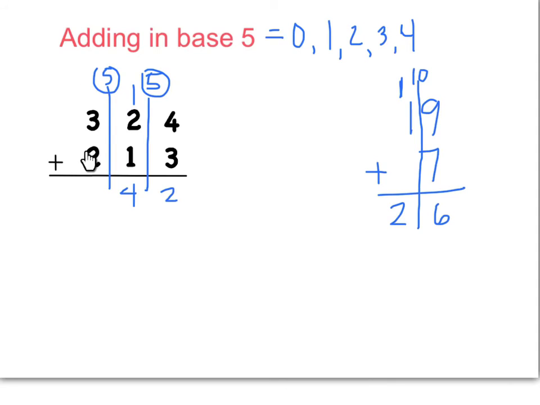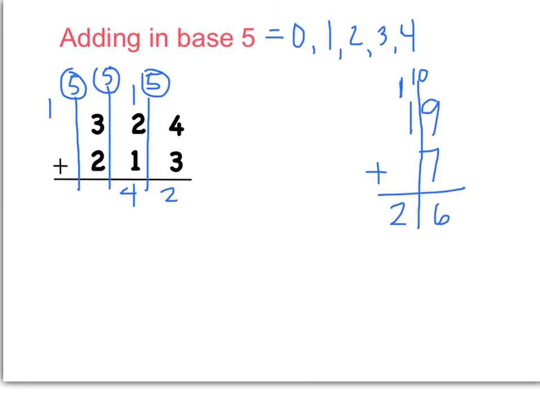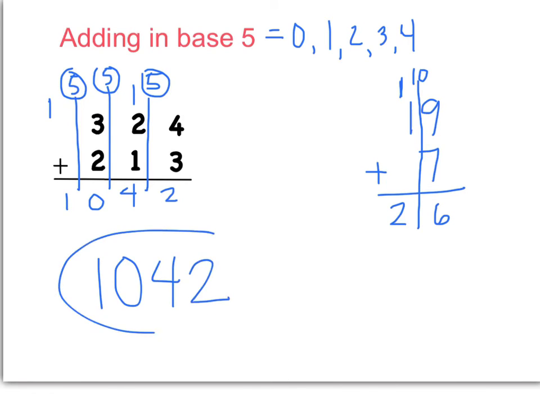Next place value, this is the 25 place value. We have 3 plus 2, well that's 5. If I look at my digits I can use, 5 is not allowed, so I need to carry over a group of 5. Well, if I have 5, I'm going to carry the whole group over. So then that means I had no groups right here, and moved all the groups that I did have over to the next place value, which is 125. So 1 plus nothing is still going to be 1. So my answer is 1042.